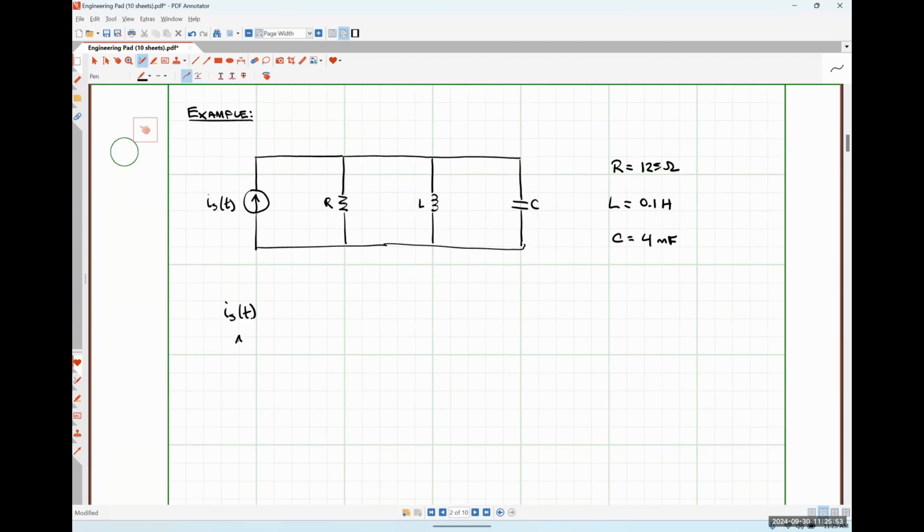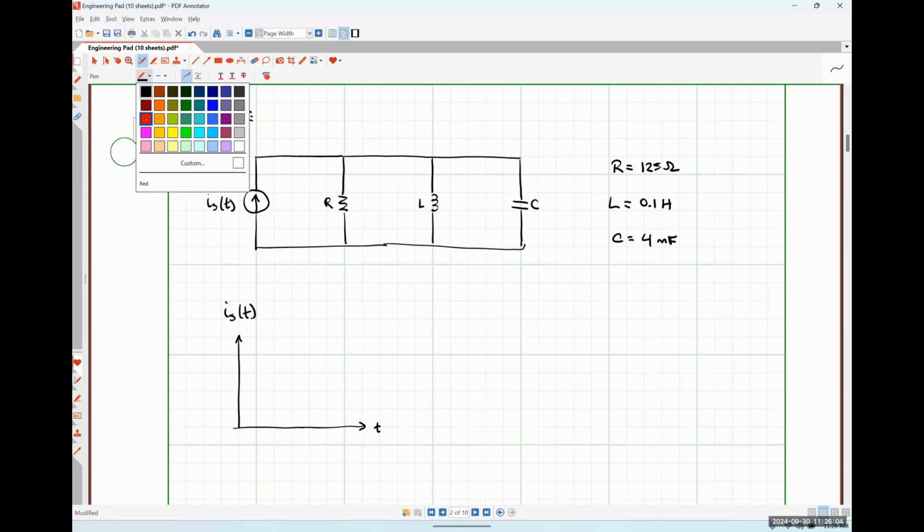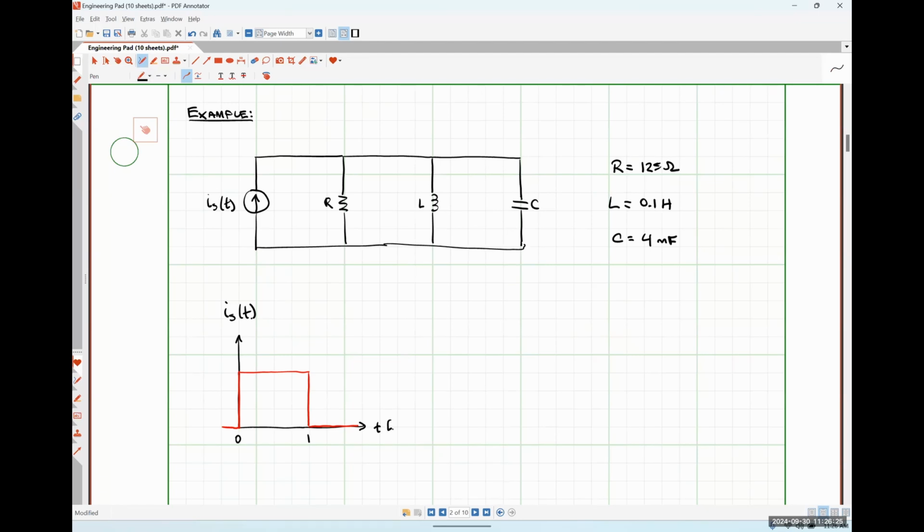So IS of T plotted as a function of time for this particular problem is going to be the following waveform. So it's going to be 0 until we hit T is equal to 0. Then it is going to jump up to 6 amperes. It is going to stay 6 amperes until we hit T is equal to 1 second. And then it is going to fall back down to 0. So here's 0, 1, and this is 6 up here.